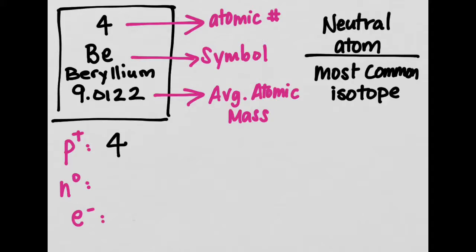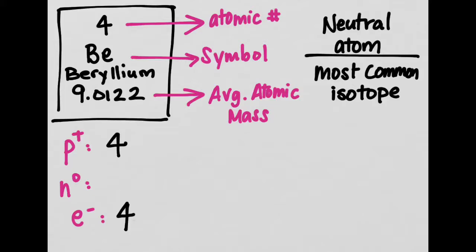The next thing you need to remember is that if it's a neutral atom, basically anytime you hear me say atom, I'm talking about a neutral atom in terms of charge. That means that the number of electrons and the number of protons are going to be the same. So I have 4 protons and 4 electrons.